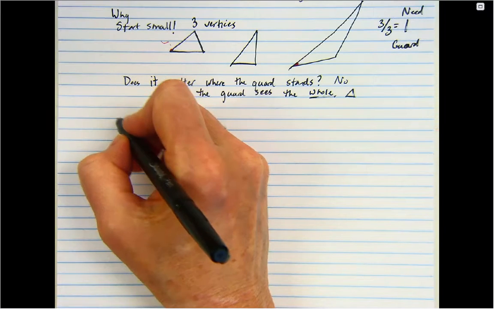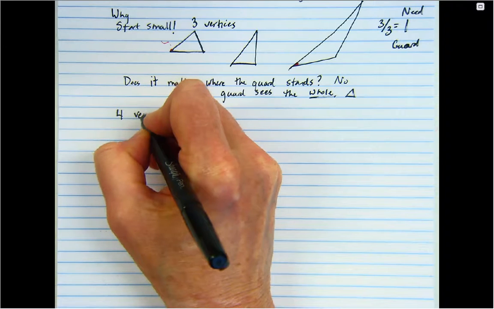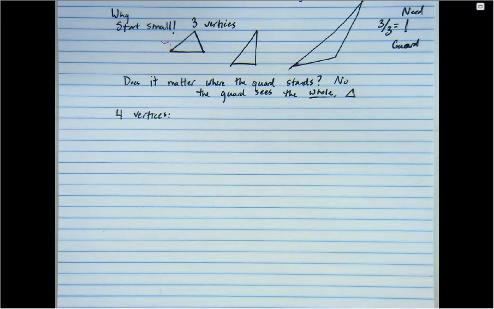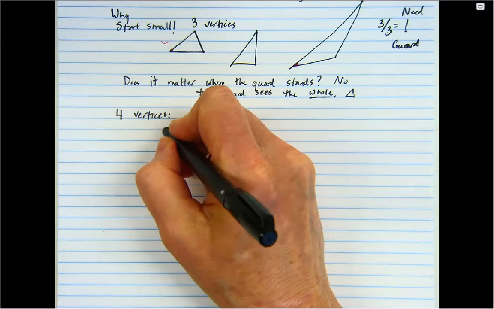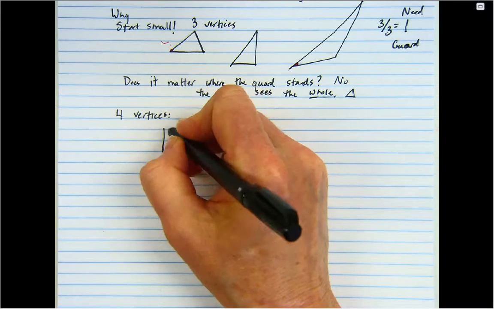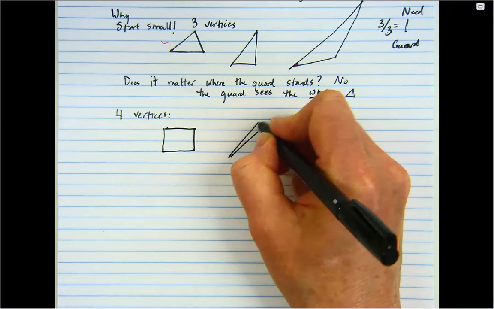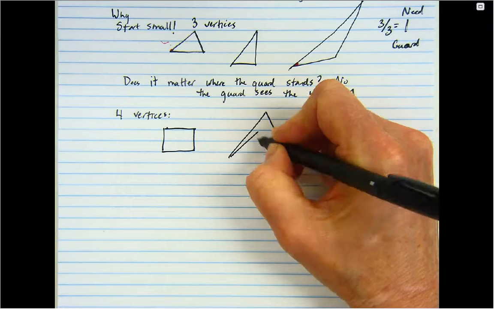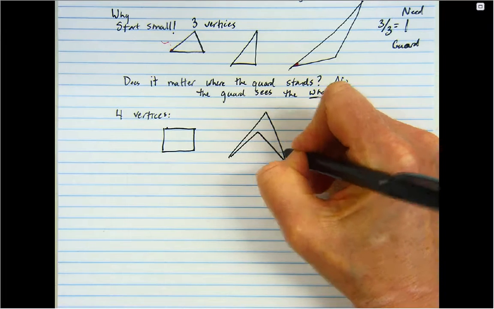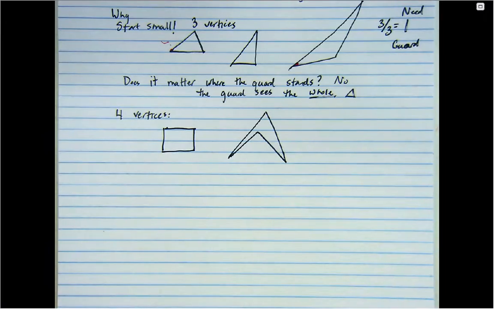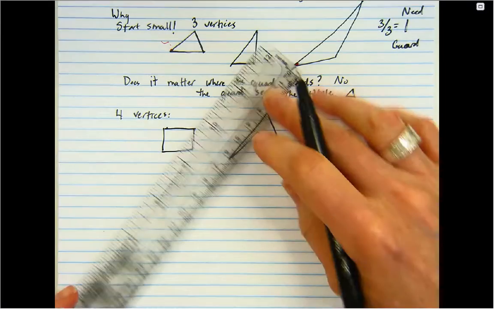So how about 4 vertices? So let's draw a couple of shapes with 4 vertices. Well, there's a square or a rectangle. That's pretty straightforward. But what if it's not a square or a rectangle? What if it has these kind of pointy shapes like we've been seeing? So what if it looks like a boomerang shape?